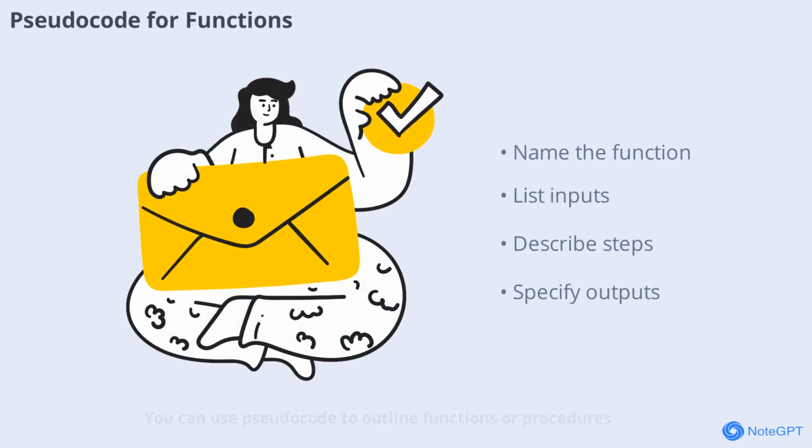You can use pseudocode to outline functions or procedures. Start by naming the function and listing any inputs. Then describe the steps the function performs and finally specify any outputs. This modular approach makes your algorithms more organized and reusable.